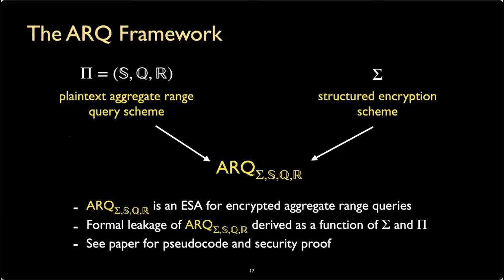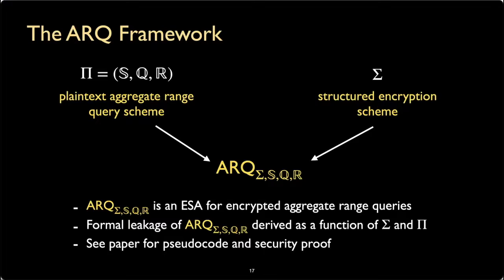To give a high-level overview of how the ARC framework works, the idea is that the client chooses a plaintext aggregate range query scheme that they would like to have an encrypted scheme with the equivalent functionality. In this slide, we denote this scheme with pi. Then they choose a suitable structured encryption scheme, sigma, that can encrypt the data structure that is output by one of the algorithms in the plaintext aggregate range query scheme. Combining both pi and sigma together into ARC allows one to immediately derive an encrypted aggregate range query scheme with the same functionality as the underlying plaintext scheme.